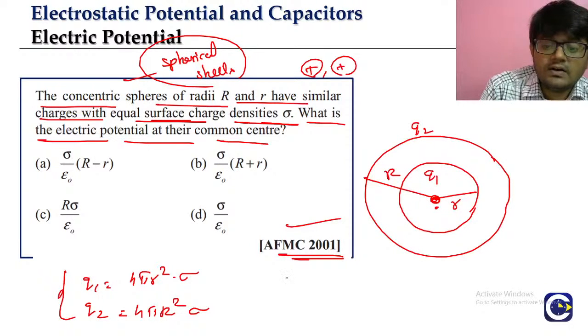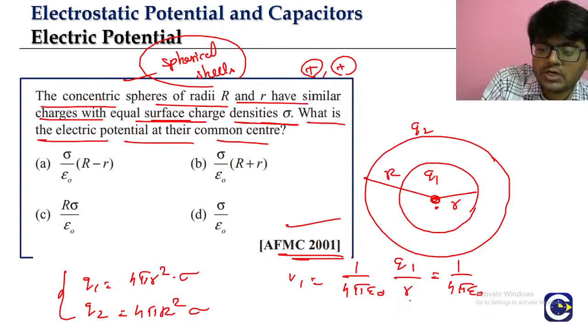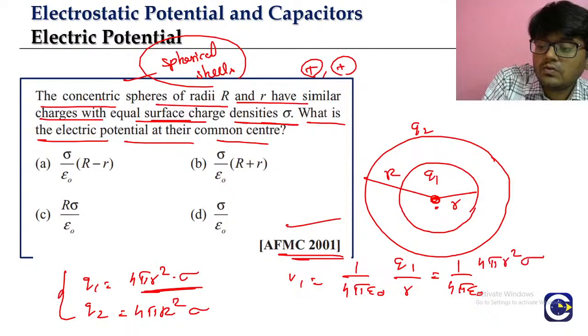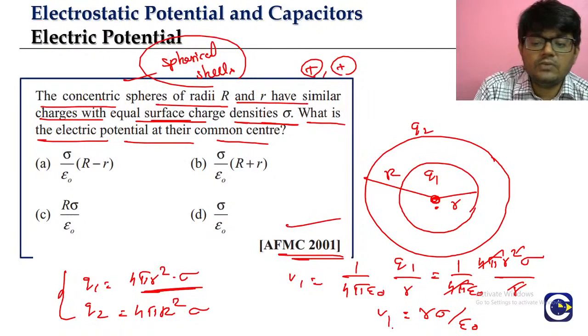So what is the potential because of the first shell? 1 by 4 pi epsilon naught Q1 by small r. Q1 is what? The 4 pi cancels, and the r also will be cancelled. What is it? Small r into sigma by epsilon naught. That is our V1 value.